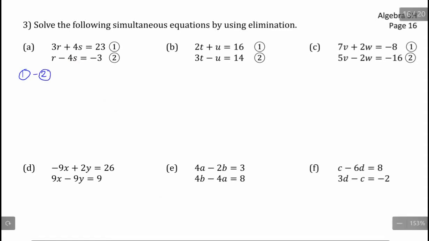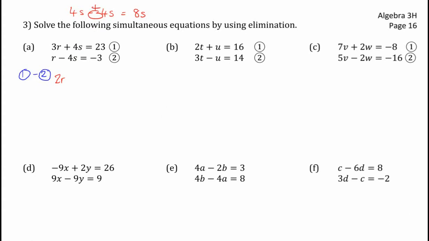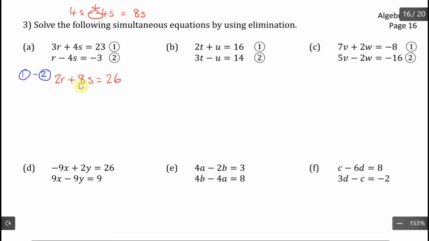what would we get? Well, 3r take away r would give us 2r, and 4s take away negative 4s, I'm just going to write it up here, that would actually give us 8s, because this subtract a negative at the top could be turned into a plus. Okay, so we wouldn't actually eliminate one of our variables, and that would be 26 at the end there. So we've still got one equation, two variables, therefore impossible to solve on its own.